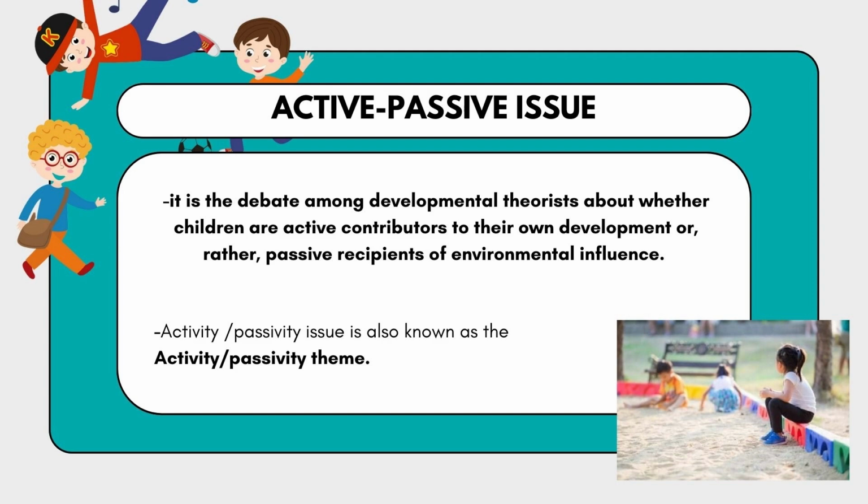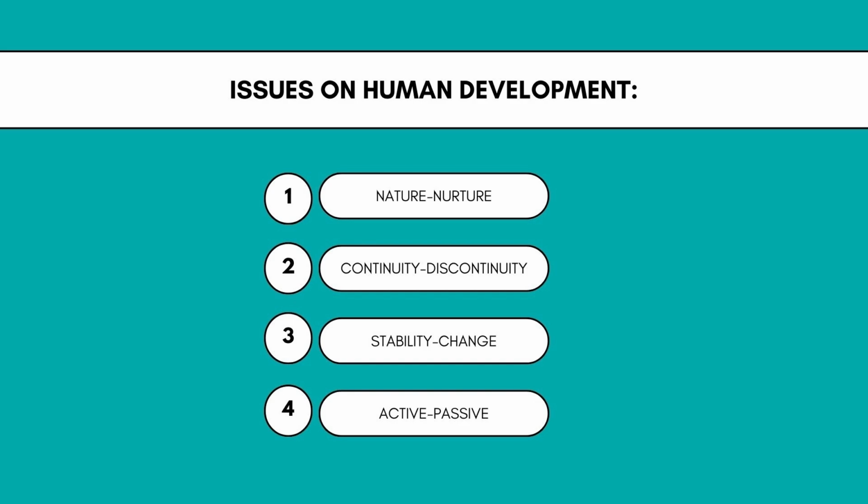And yeah, I think that's all for the active and passive issue. And to sum it up, here again are the issues on human development. We have the nature-nurture, continuity versus discontinuity, the stability versus change, and the active versus passive issue. And according to some experts, there is still a strong debate regarding how strongly development is influenced by each of these factors.